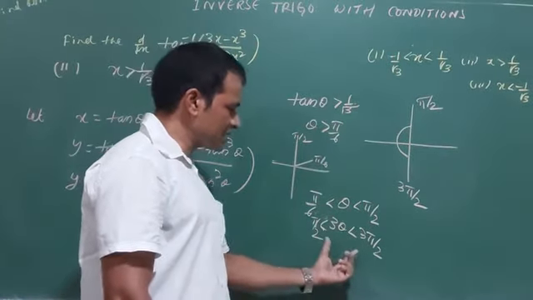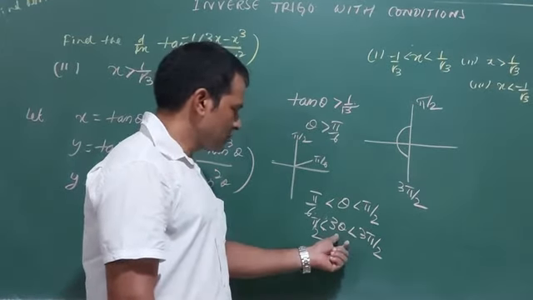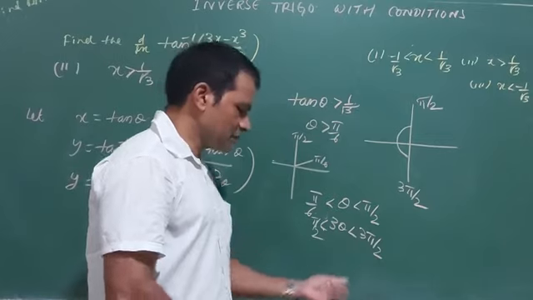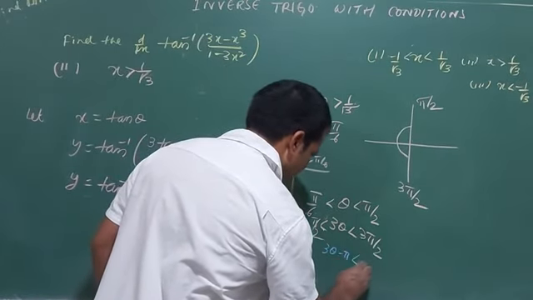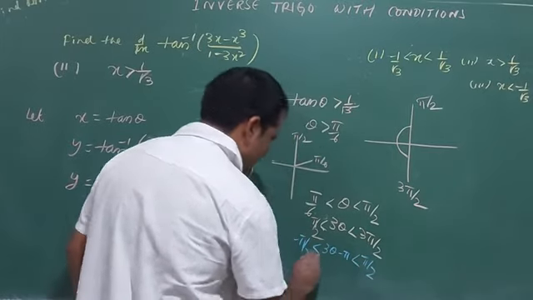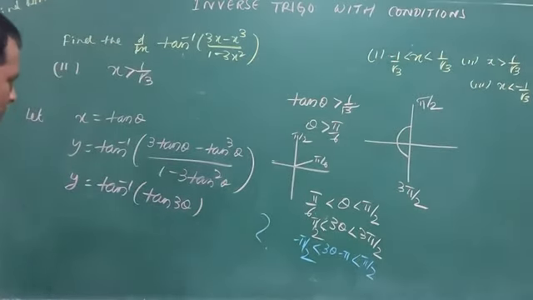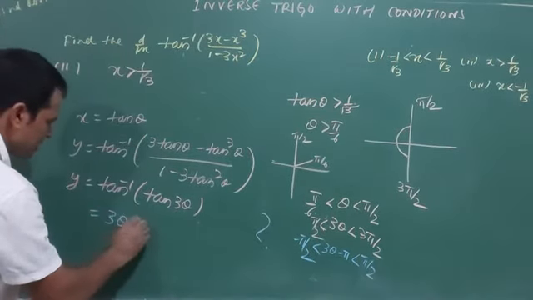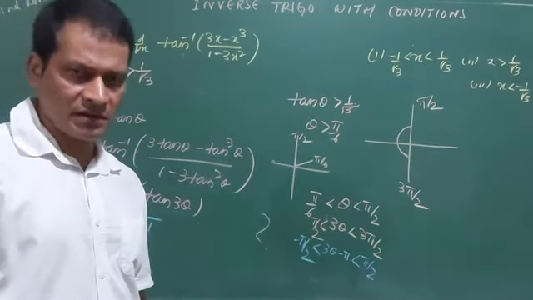This value must come in between this. Suppose I straightaway write down 3 theta minus pi. If I write down this one as 3 theta minus pi, in the book you will see that they have written 3 theta minus pi. Obviously, you are going to ask me, sir, why?